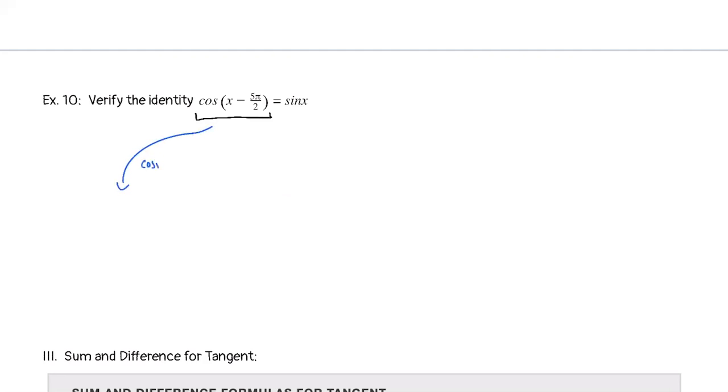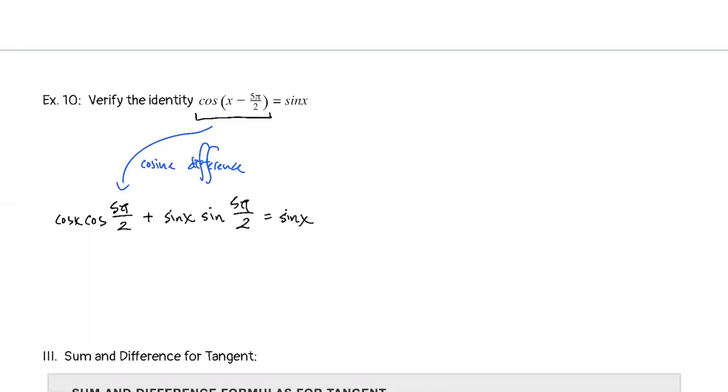So cosine difference to expand out cosine of x minus 5 pi over 2. And so when we use that formula to expand, we'll get cosine x cosine 5 pi over 2 plus sine x sine 5 pi over 2. And we want to somehow show that that's equal to sine. Okay.